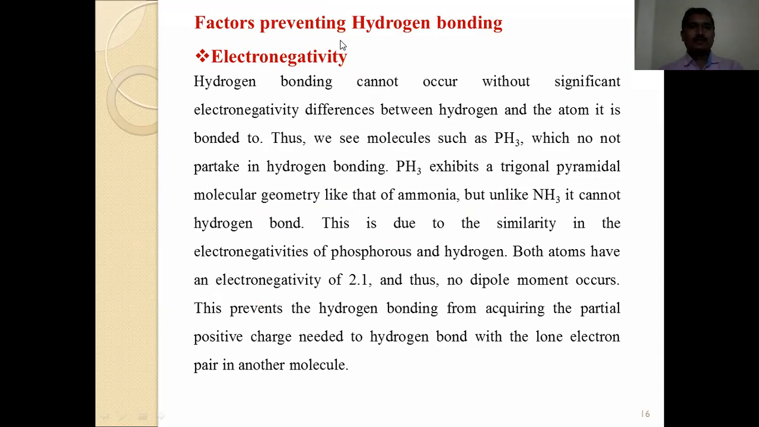Factors affecting or factors preventing hydrogen bonding. Electronegativity. Hydrogen bonding cannot occur without a significant electronegativity difference between the hydrogen atom and the atom it is bonded to. Thus, we see molecules such as PH3 which do not partake in hydrogen bonding. PH3 exhibits a trigonal pyramidal molecular geometry like that of ammonia, but unlike NH3, it cannot hydrogen bond.